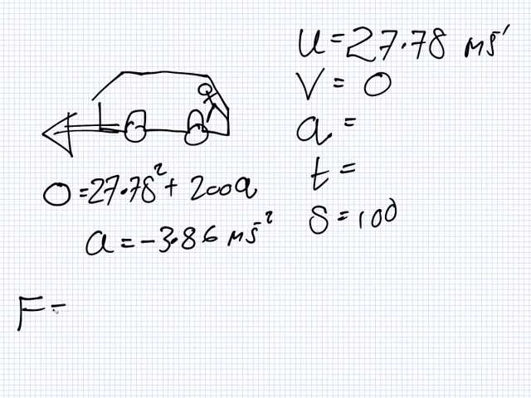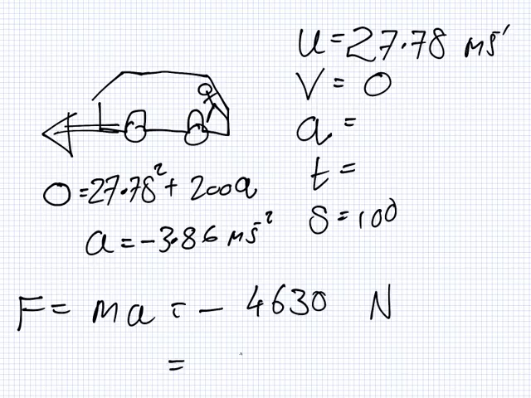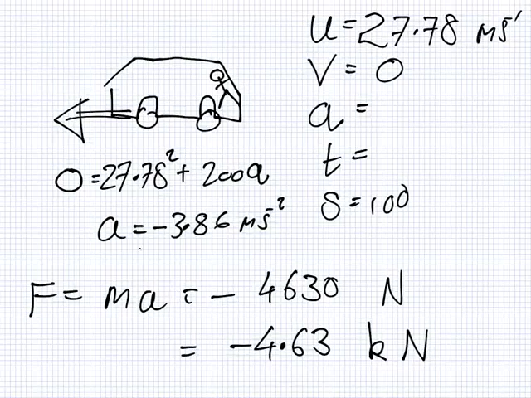So using Newton's second law, F equals ma. What's the m here? It's 1,200? 1,200. So you get minus 4,630 newtons. Or, if you want, you could say that's minus 4.63 kilonewtons, if you like. Got that? Yeah. Can you see that really? It's kind of just continuing what we were doing last week with the motion, except we just have one extra formula now, F equals ma.